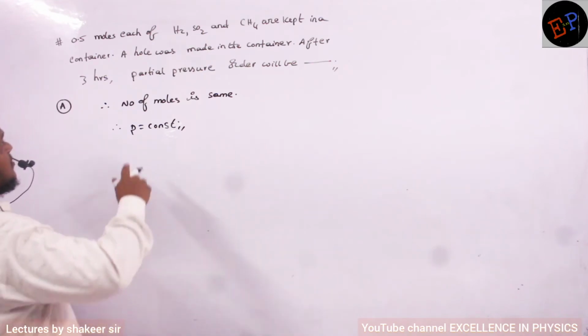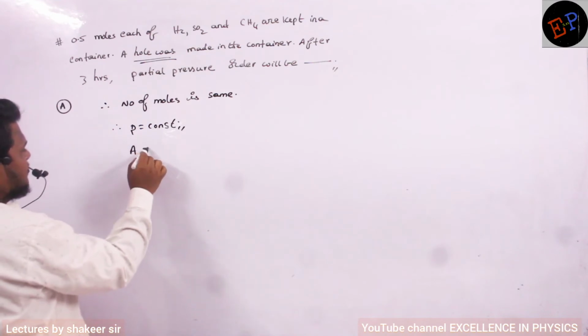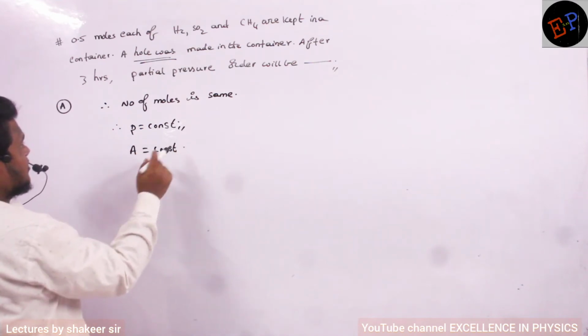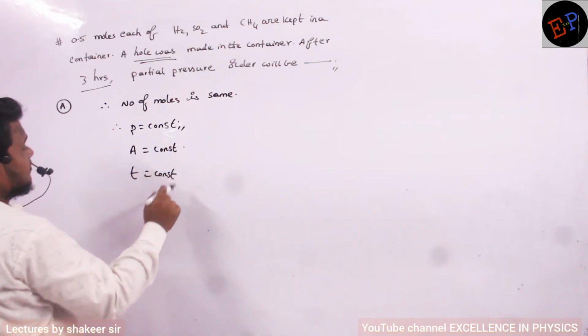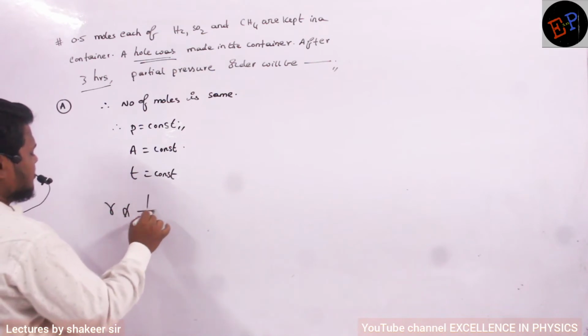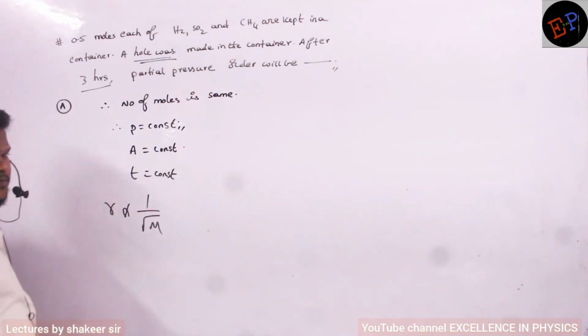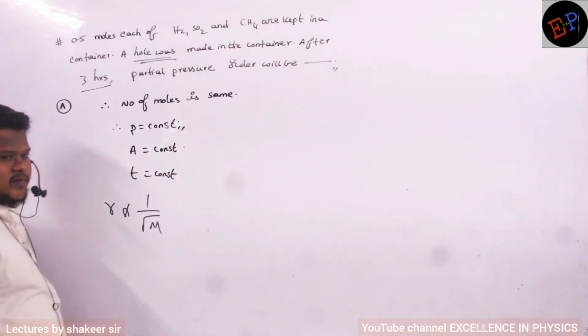So if pressure is the same and the hole is also the same for all of them, no ma? So therefore, the area of the orifice is also a constant. And after 3 hours, so the time taken is also constant. Clear? Then in that condition, rate of diffusion is inversely proportional to root M. Okay? So the gas which has the highest molecular mass will diffuse very slowly.